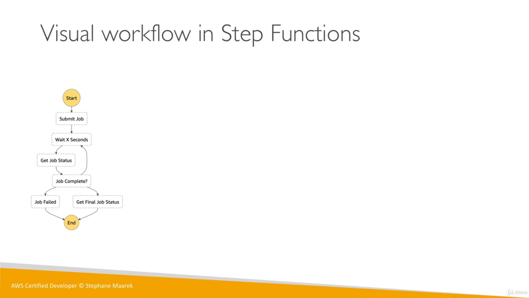Then you get, is the job failing or is the job succeeded? And then you go to the end. So it's just a visual way of representing how to orchestrate everything. And so all these little boxes may be Lambda functions or specific step functions features.